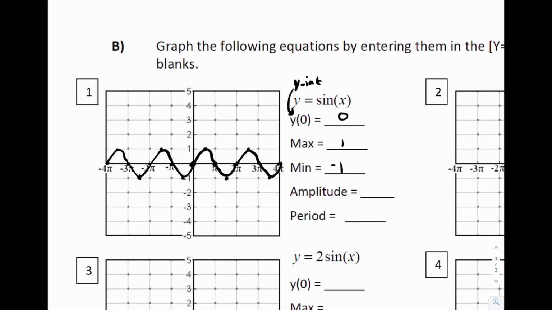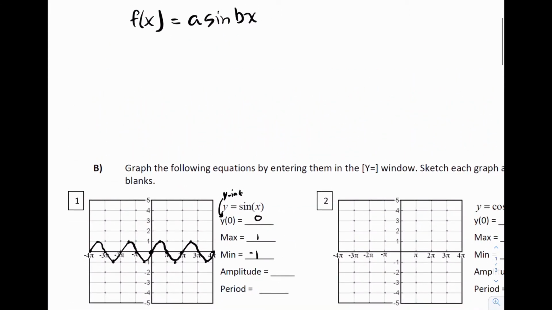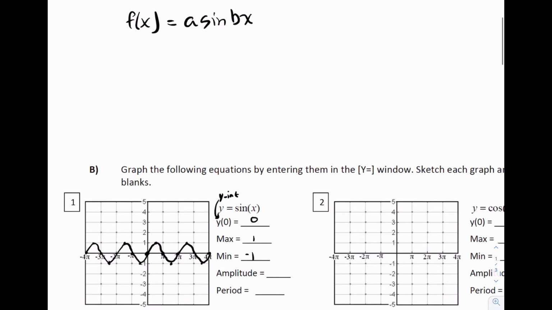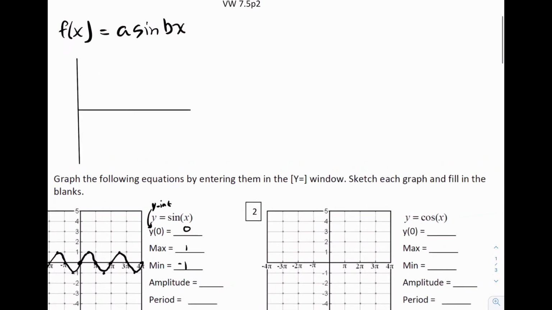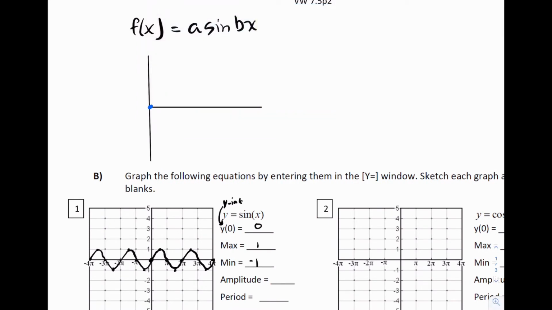And now we have amplitude and period. So to do that, we're going to go back up to our notes now. So these graphs, to sketch them, I want to use a sideways T like this. A typical sine wave looks something like this. Starts at the origin, goes up, hits the middle, and comes back. This has a nice wave like this. That's going to be a typical sine wave.